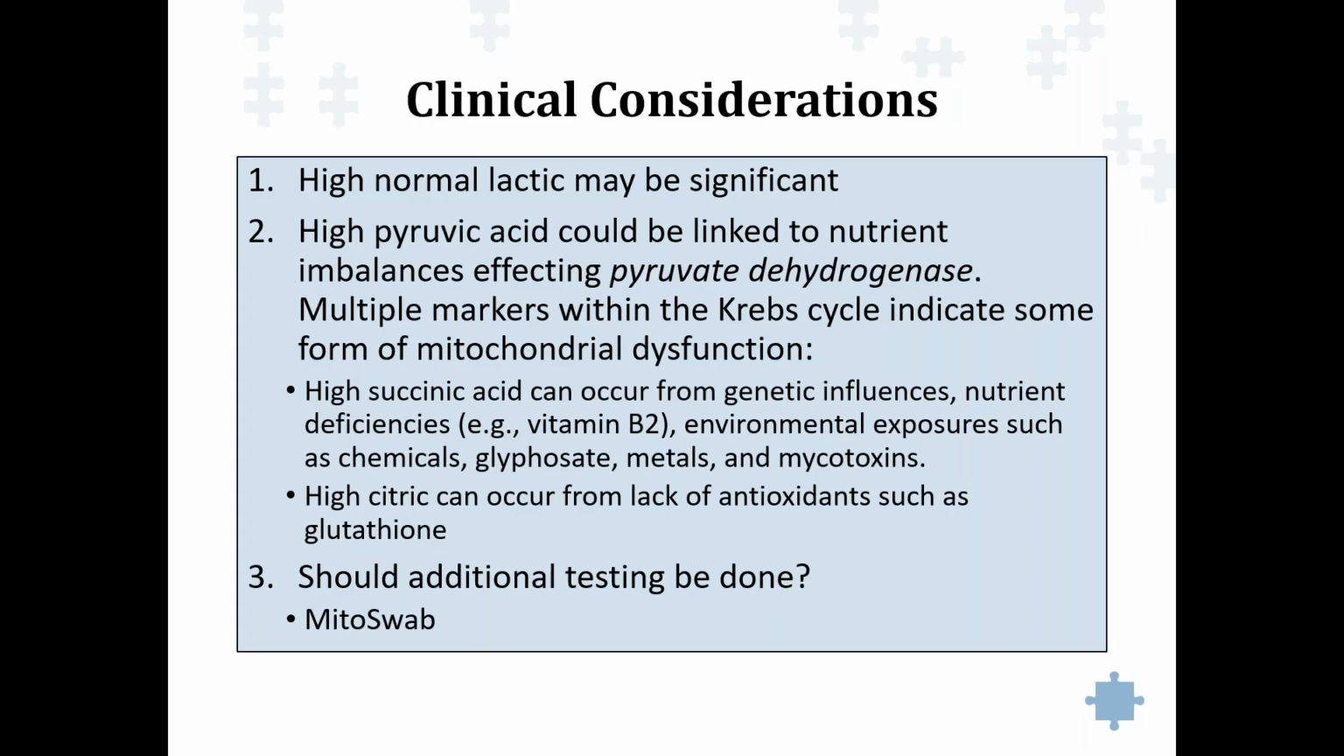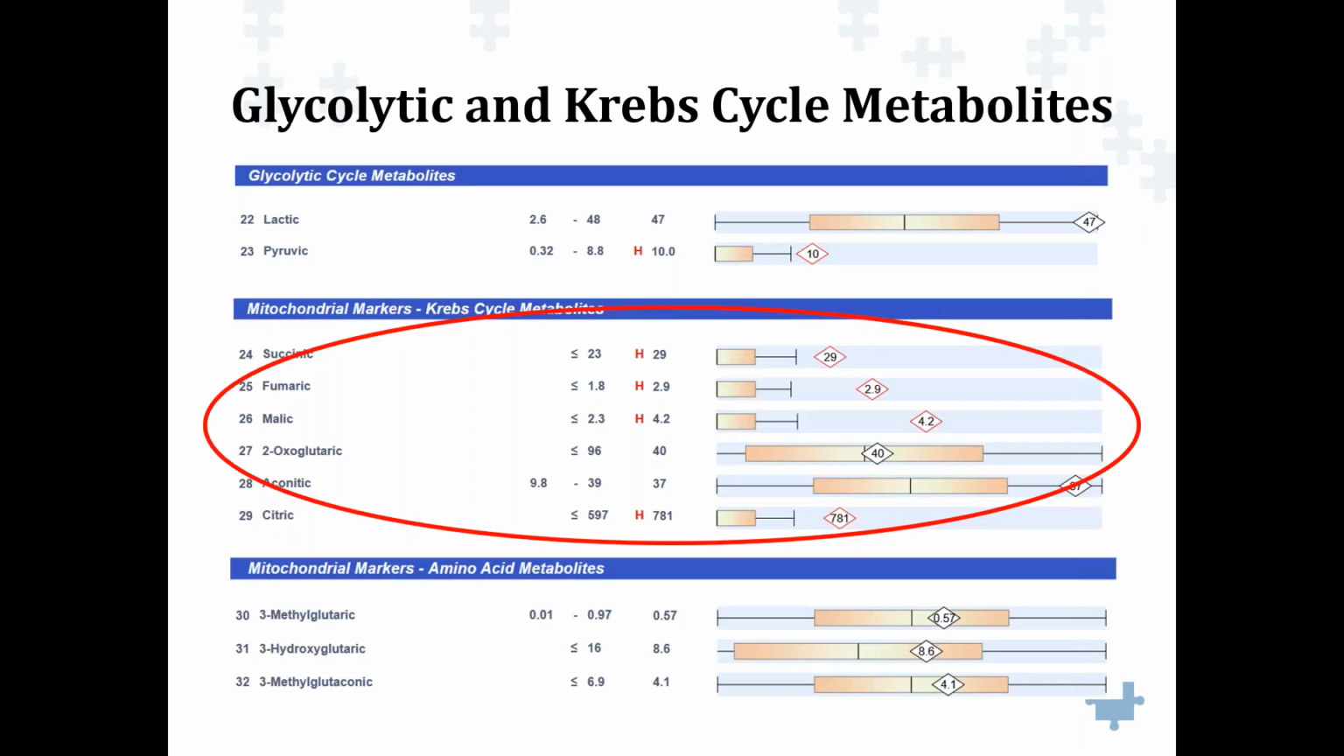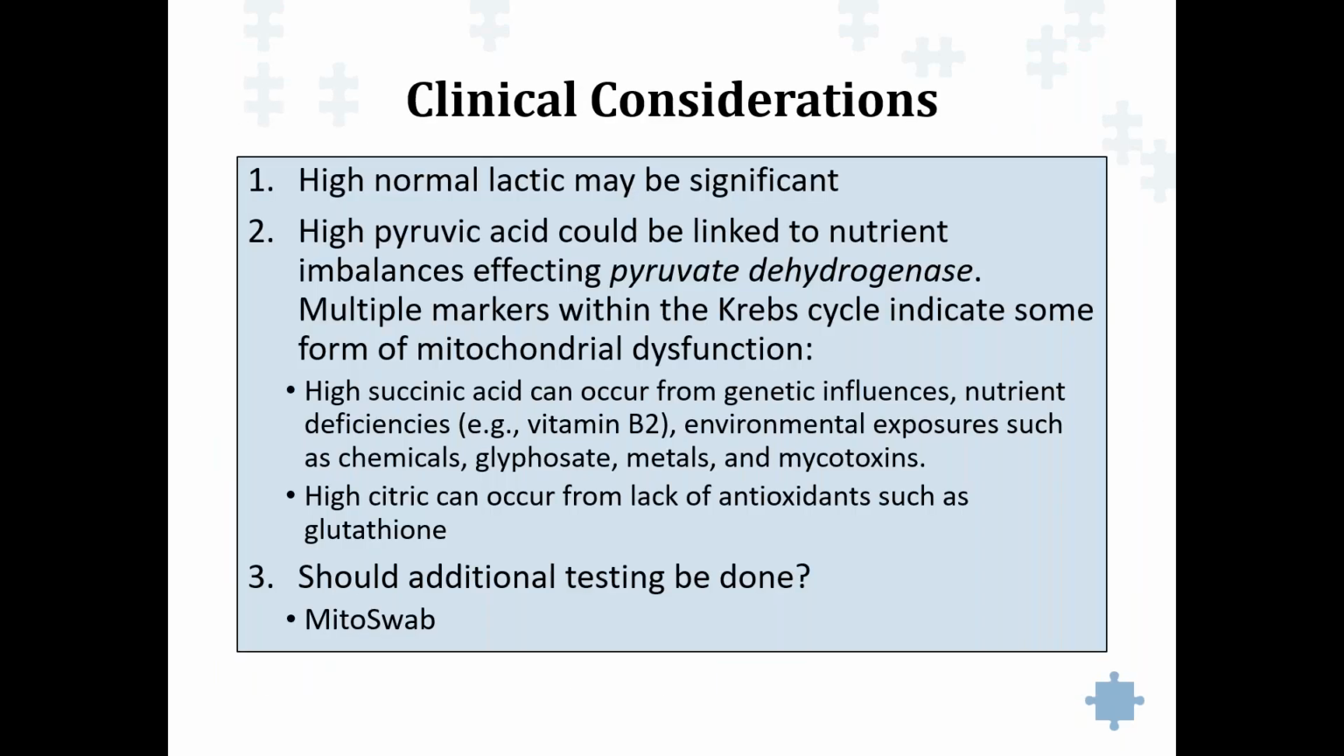Now, there are other multiple markers that we're seeing elevated in this Krebs cycle. So for example, if we go back, you'll notice that succinic is high. So high succinic can occur from genetic influences, probably not likely in this case.